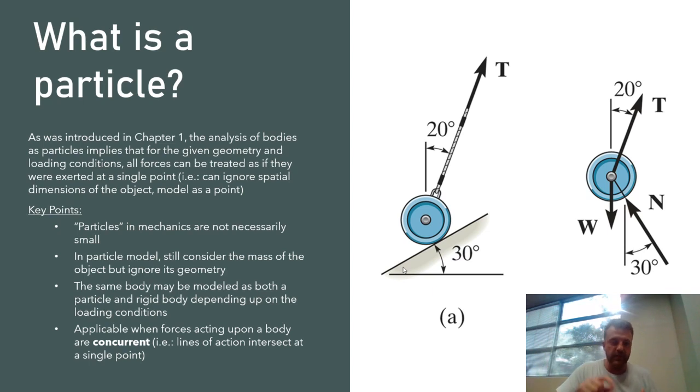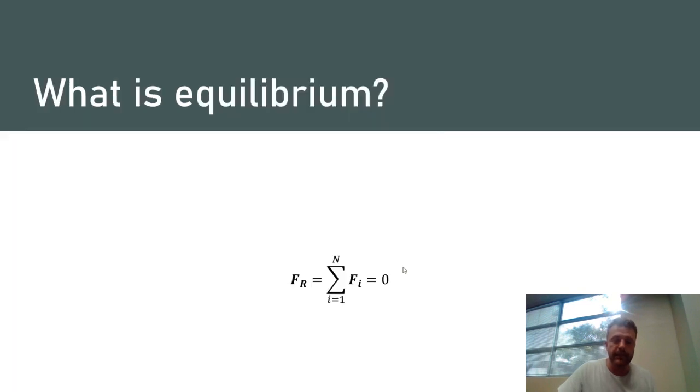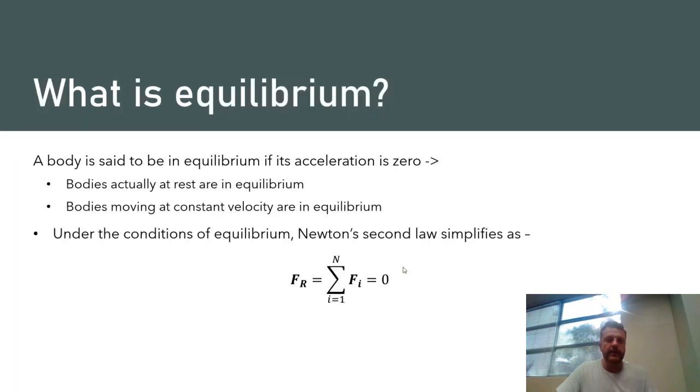So hopefully that makes sense to everyone. Particle doesn't necessarily mean it's small. We can do a particle model whenever all the forces are concurrent, which means that the lines of action of the forces intersect at a single point. So what does it mean for a body to be in equilibrium?